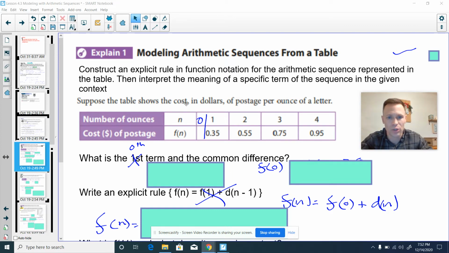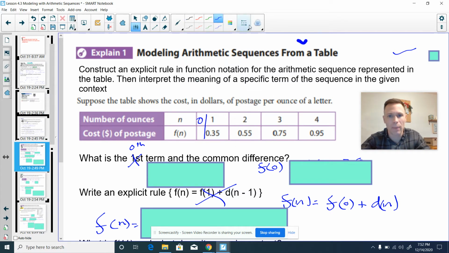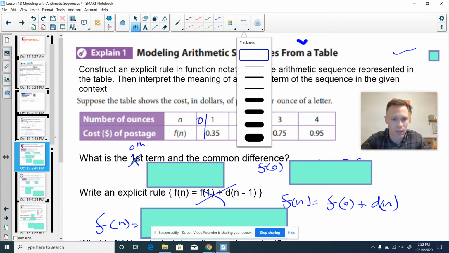All right. So the table below shows the cost in dollars of postage per ounce of a letter. So one thing I added here is this 0. In your table, it might not be there, but we added 0 for the finding of the 0th term. Now, I'm supposed to write an explicit rule.